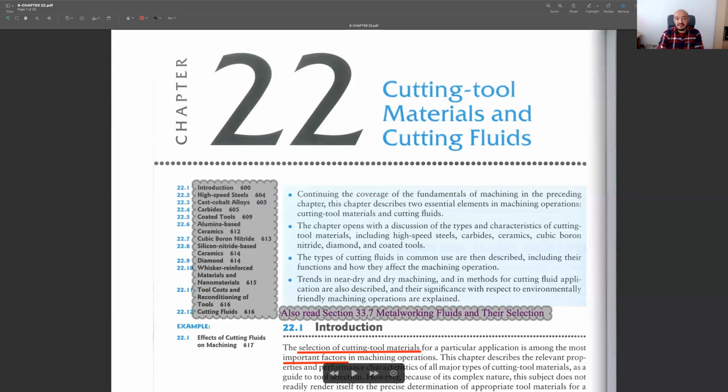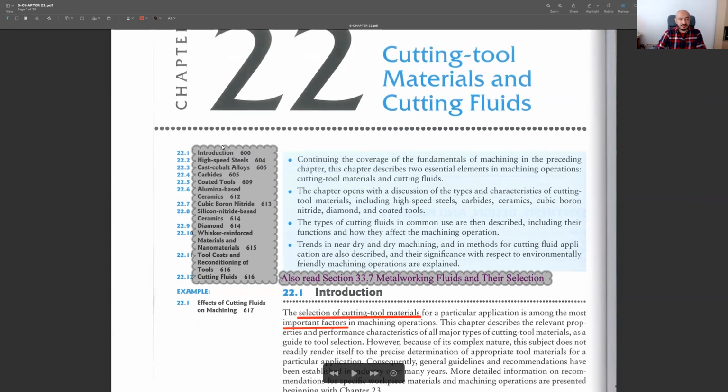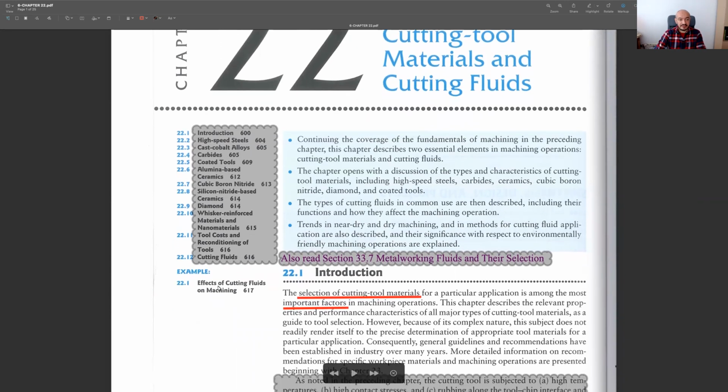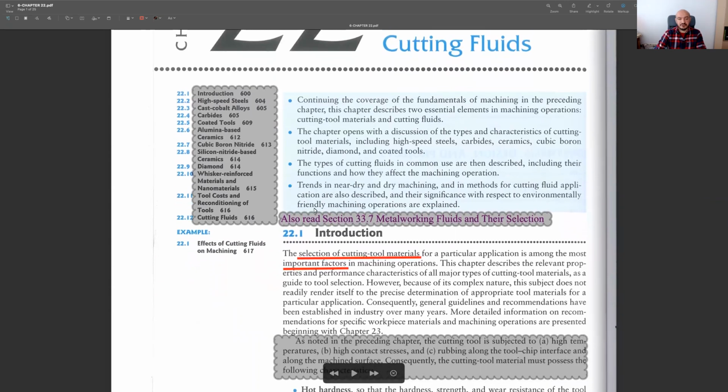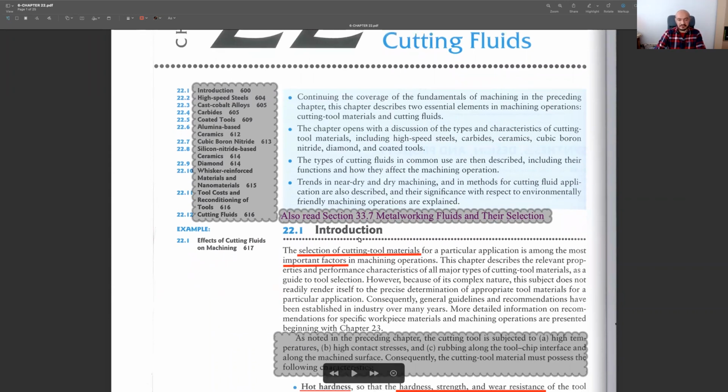Hey, this is chapter 22. It's about cutting tool materials and cutting fluids, and we will be mostly talking about cutting tool materials, but less on cutting fluids. And you can see that you're responsible for all these subsections, and make sure that you also go through another section on metalworking fluids in chapter 33.